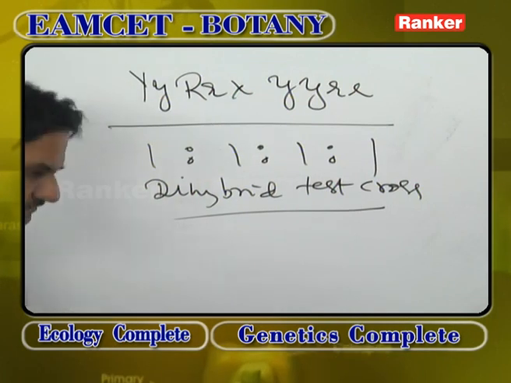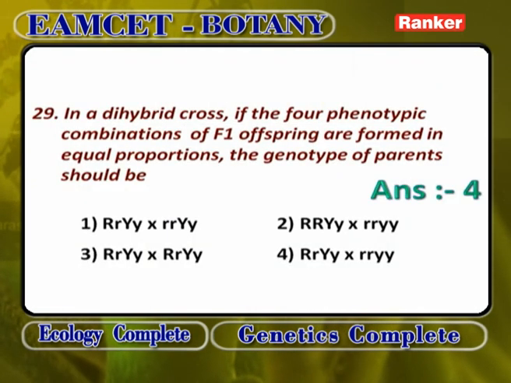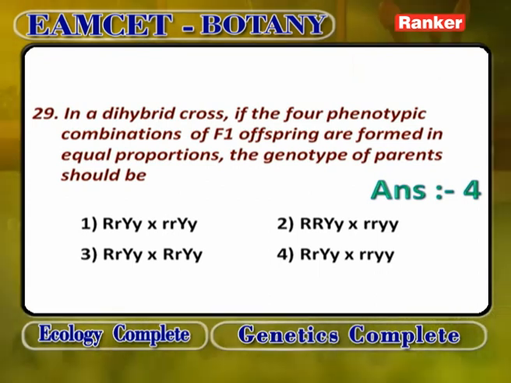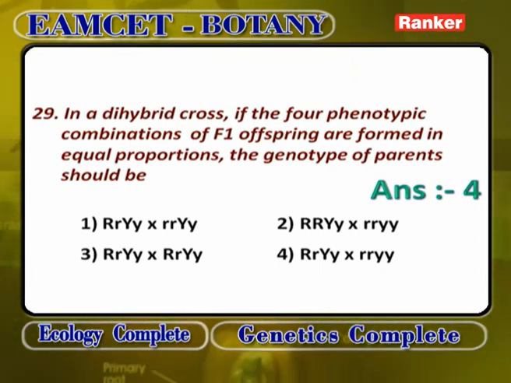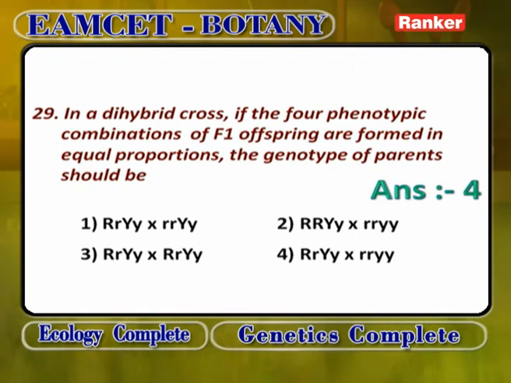So the question is, in a dihybrid cross, if the four phenotypic combinations of F1 offspring are formed in equal proportions, the genotype of the parents should be capital R, capital Y, small y, small r. So this is nothing but a dihybrid test cross, and the phenotypic ratio is 1:1:1:1. For this question, the explanation is to identify what type of cross it is: a ratio of 1:1:1:1 means the parents are a test cross.